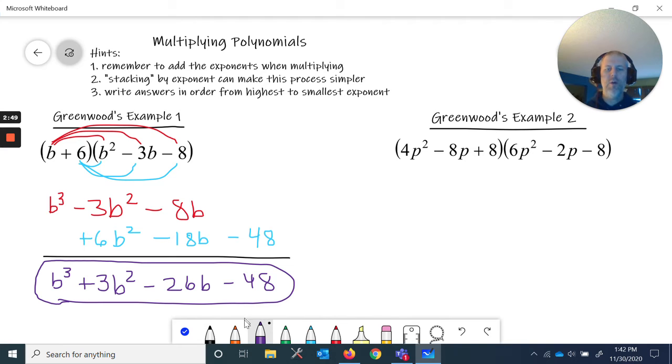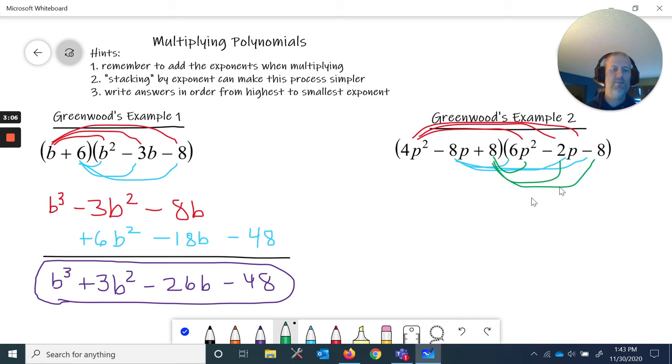Okay, so hopefully that went well. We'll go through and do this again. We're going to take the red ones, so 4p squared times each term. Then I'll use the blue for the negative 8p, and then I'll use green to do the 8. So I'm really going to utilize the stacking method here.